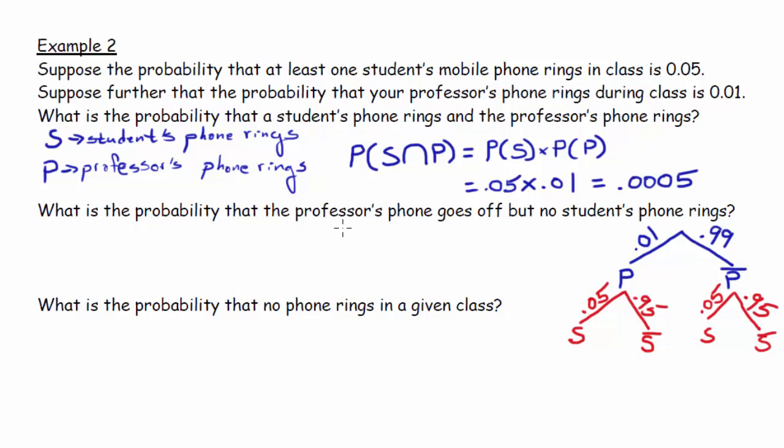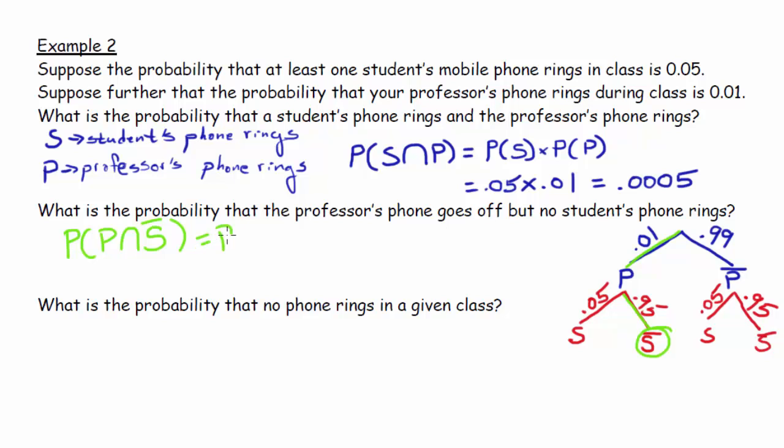We want to know, what's the probability that your professor's phone rings? Well, that happens here. Yet no student's phone rings. Well, that happens here. So we're looking at this case down here. So we want the probability that a professor's phone rings and no student's phone rings. And I hope you understand my notation here. The P means my phone went off. The S bar means no student's phone went off.